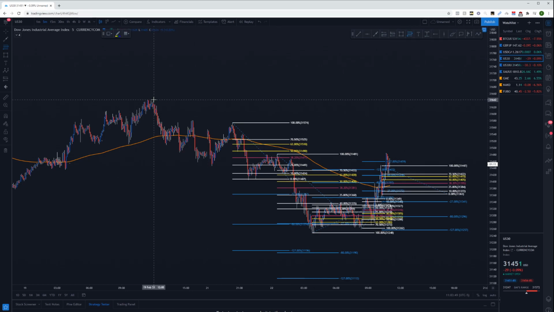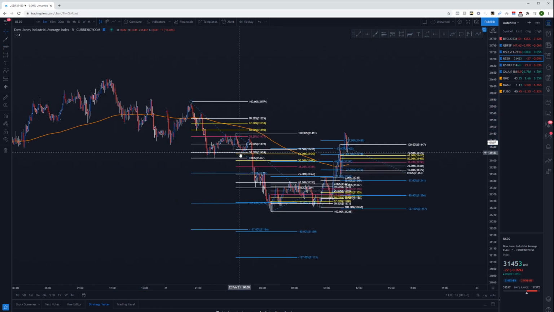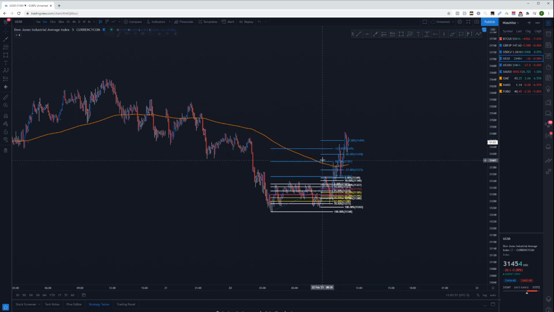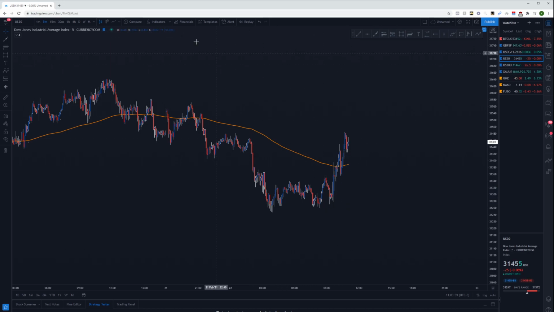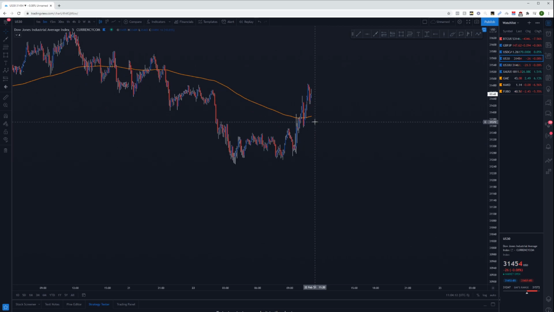I mainly trade the London session because that's what I found works best for me. I do my markups from top down, so I start with the daily, 4 hour, 1 hour, and then I look for entries at the 15 minute, and that way I can utilize all the tools I have in my knowledge to my advantage.